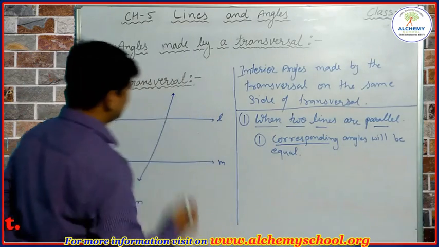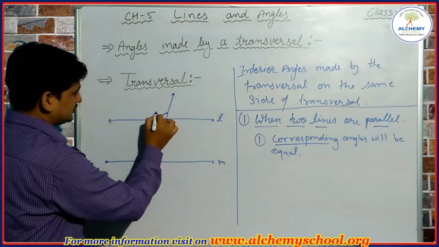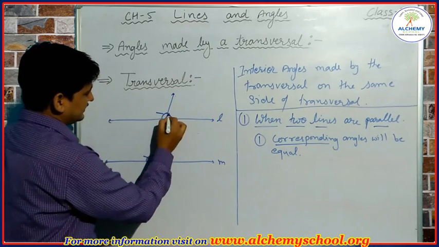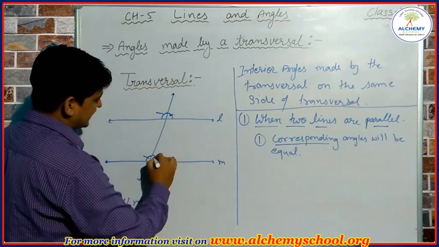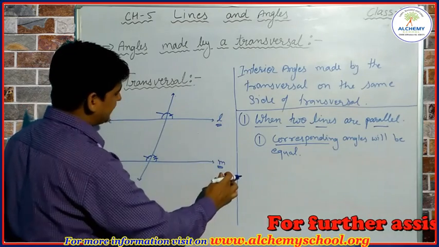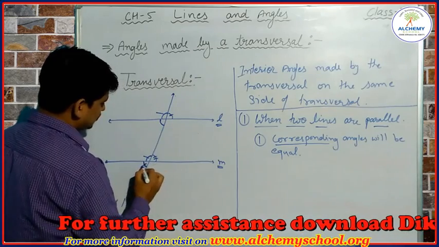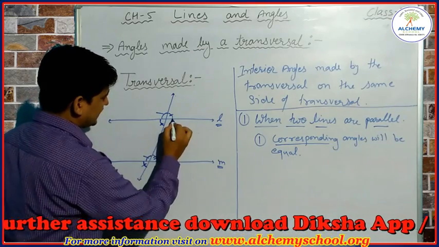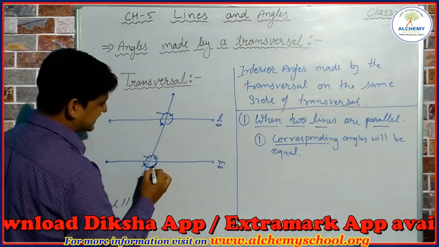we are saying that corresponding angles will be equal. So this is a corresponding angle and this is a corresponding angle. So these two angles will be equal when line L and line M are parallel. This is a corresponding angle and this is a corresponding angle, so these two angles are also equal. This angle and this angle are corresponding angles.